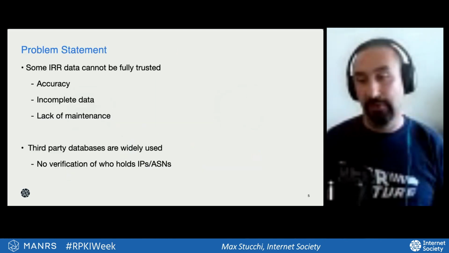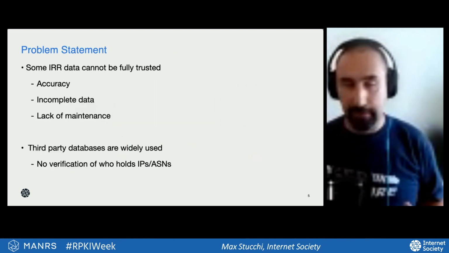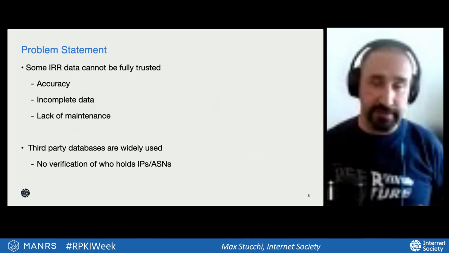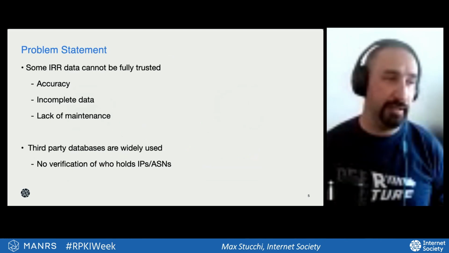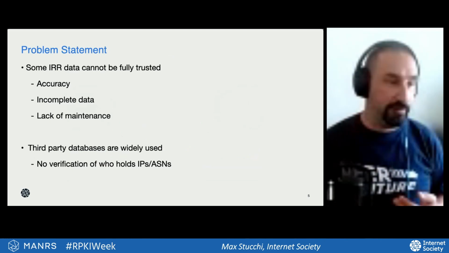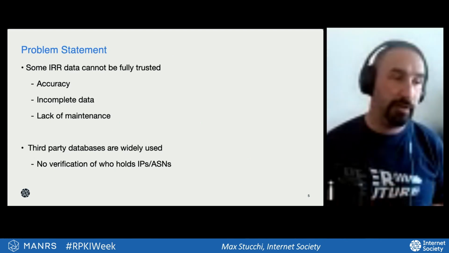Now, there is also a problem related to the Internet Routing Registry. That is, some of its data cannot be fully trusted for accuracy, for incomplete data, or lack of maintenance.